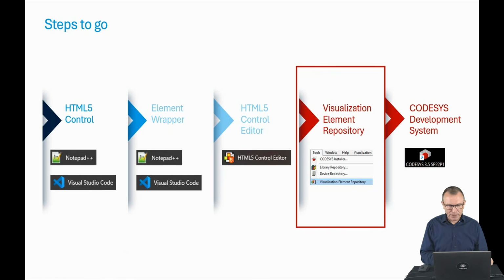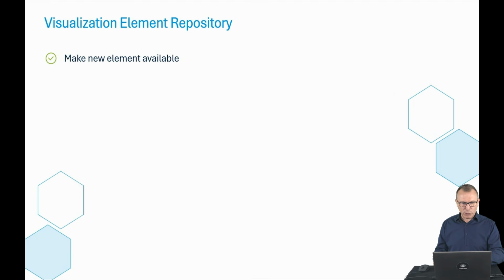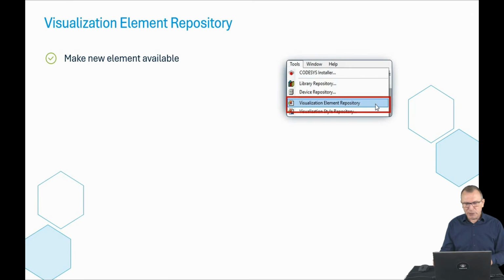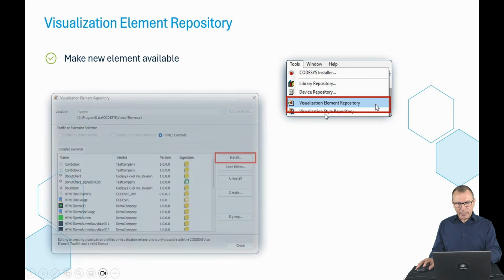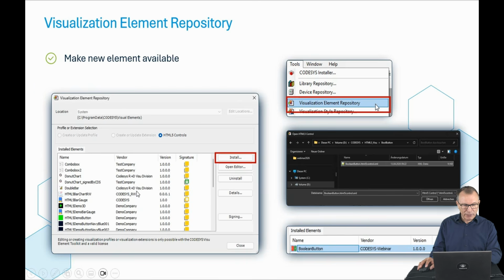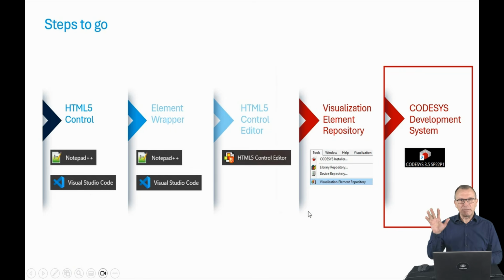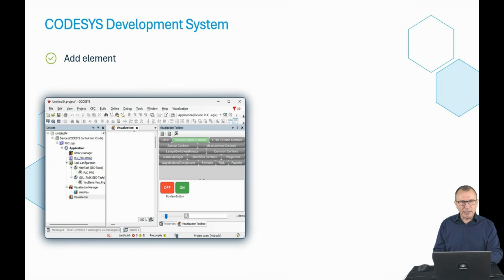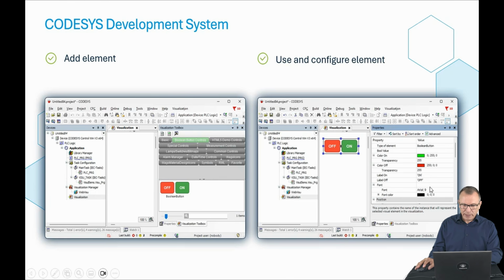Let's move to the fourth step. After we have created that new element, we need to bring it into the visualization element repository. And this is now done inside the CODESYS development system, so no external tool necessary. Under tools, you find that command here, and then we can install the XML file we have just created and save it, then install in that list here. After that, the fifth and last step is just to use that element as if it were an element provided by the setup. So I have it installed here, and then I can drag and drop it into my visualization screen and just use it.